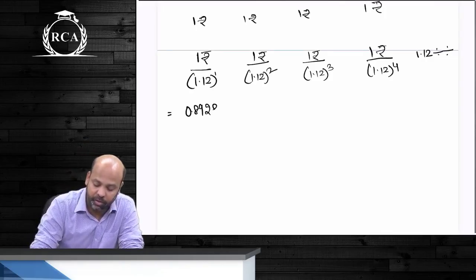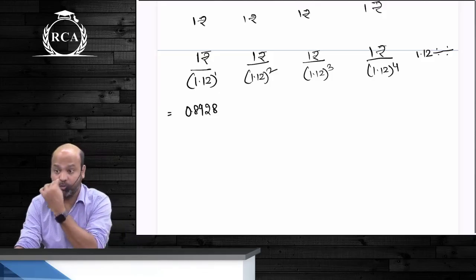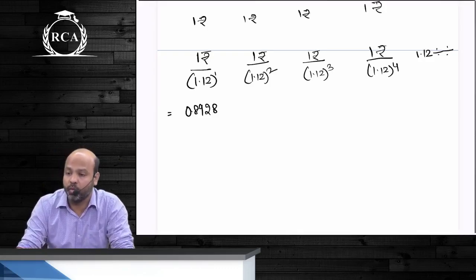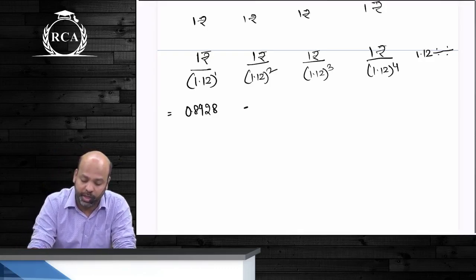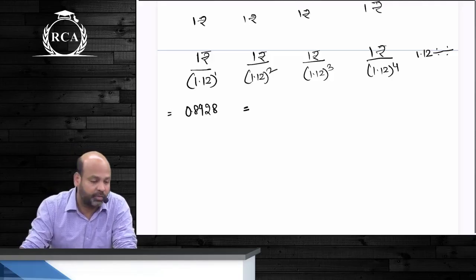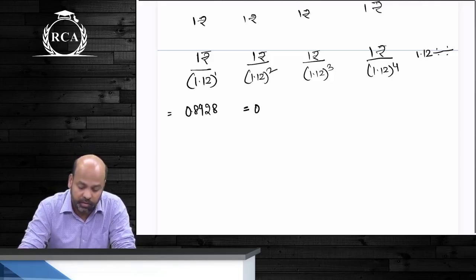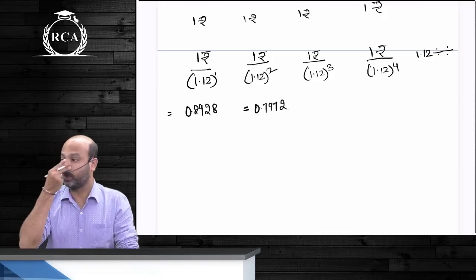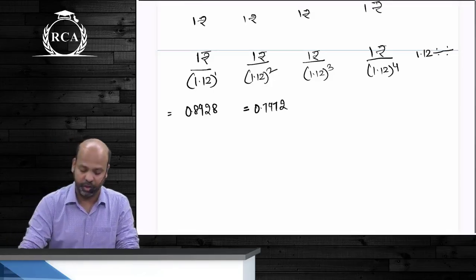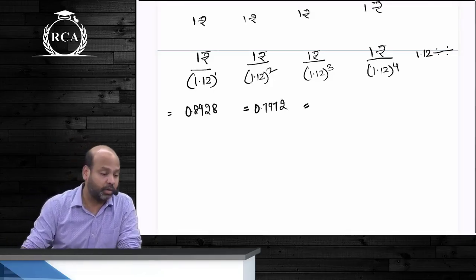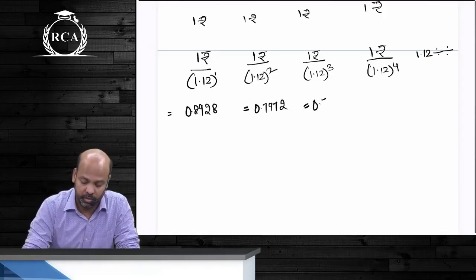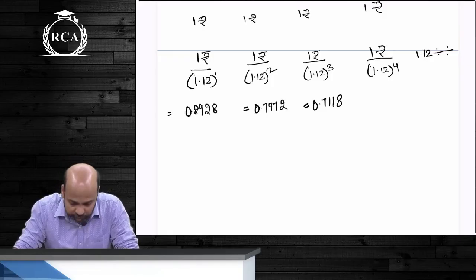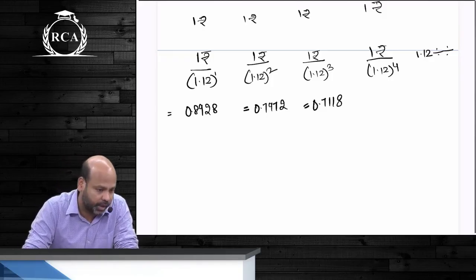This is the present value factor for the first year. Meaning if you deposit 0.8928 today, you're going to receive 1 rupee after 1 year. When you press equal to again, you get the second year factor, and that is 0.7972. If you deposit 0.7972 today, you're going to receive 1 rupee after 2 years at an interest rate of 12%. You press equal to again, you get 0.7118. If you deposit 0.7118 today, you're going to receive 1 rupee after 3 years. Press equal to again.